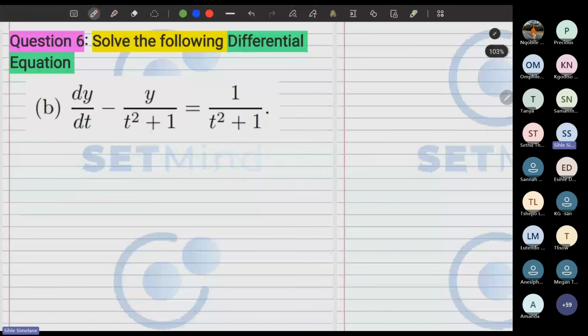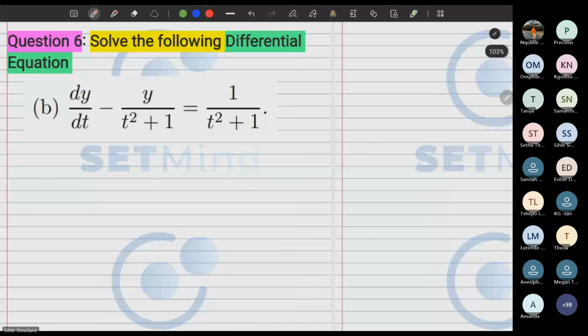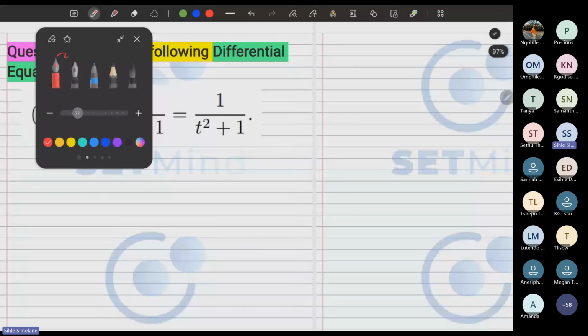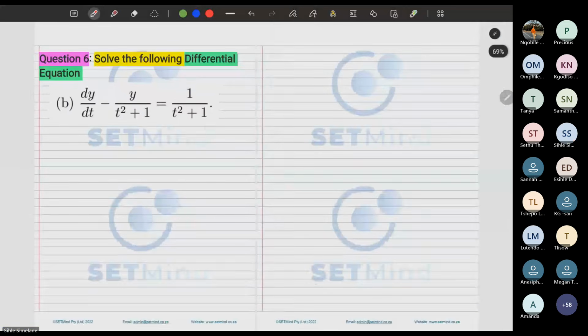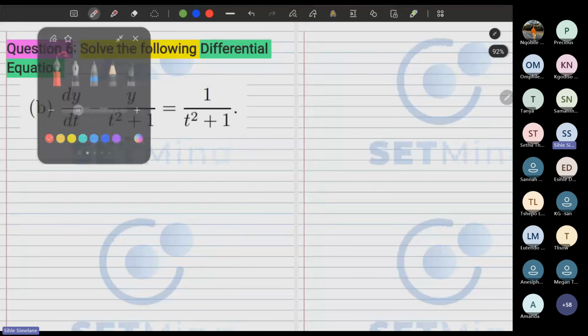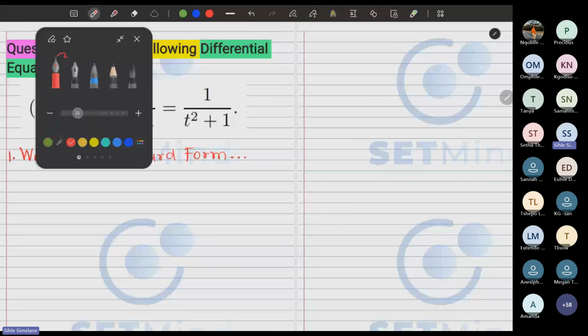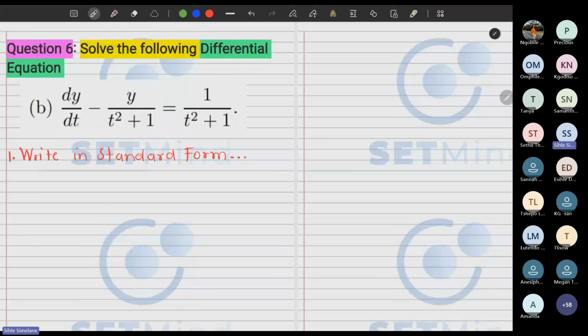So let's have a look at the next question, which is question 6. For question 6, we are told to solve the following differential equation, and we are given that. So the first thing that we should do is to write this in standard form. Number 1, let's go ahead and do that. Write in standard form. So already, lucky enough, this is in standard form, so we'll copy it as it is.